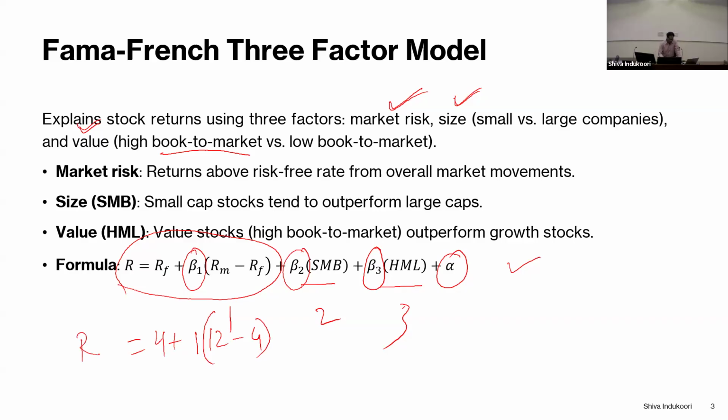Can you give me a quick answer? 12. So 12 minus 4, 8 into 1 is 8. 8 plus 4, 12. That's how we regressed. We forecasted the return. We got it using single index model. But in the three-factor model, we have not just that, we also have other factors.